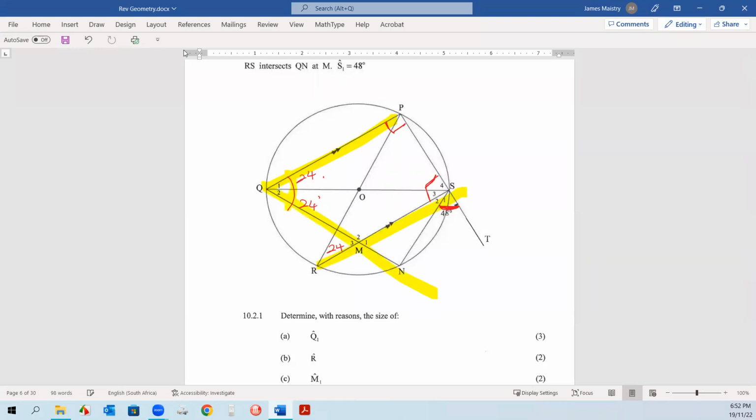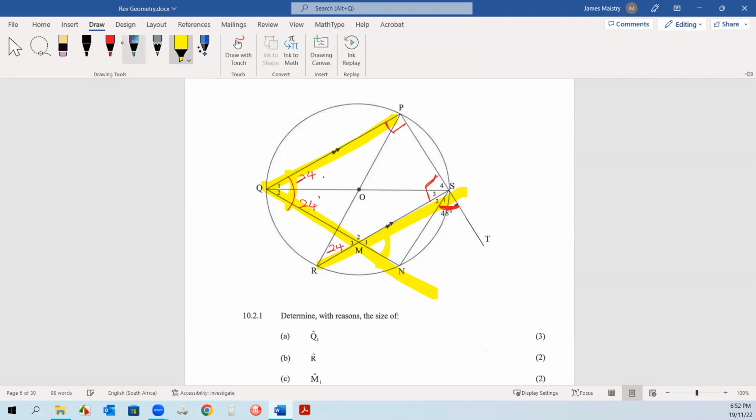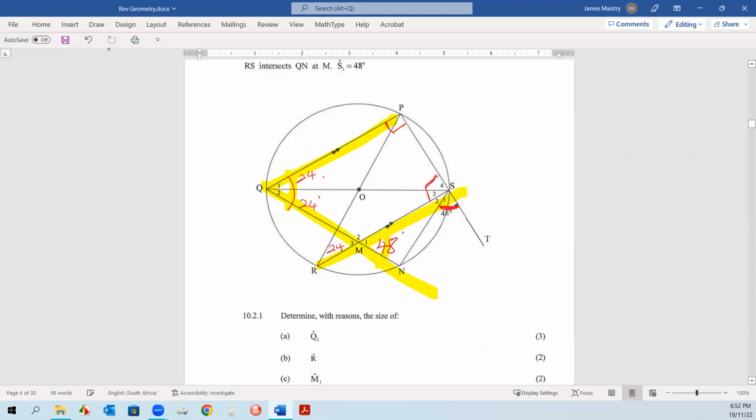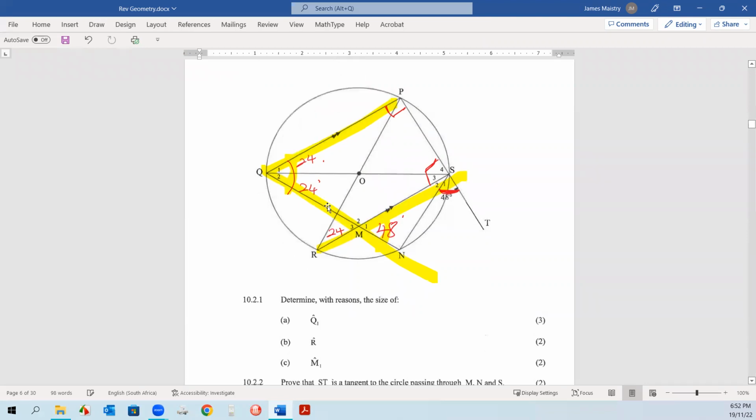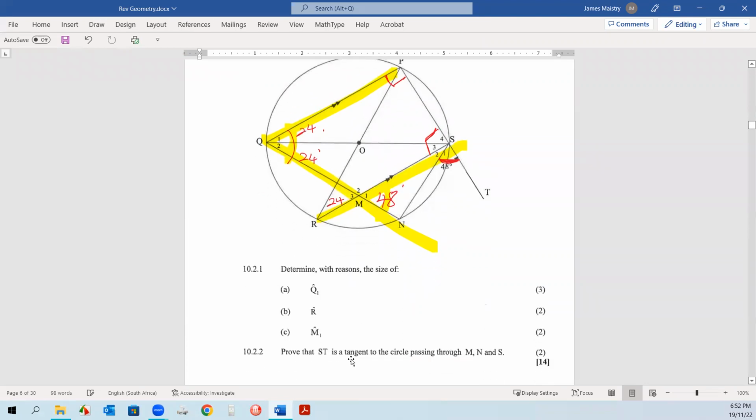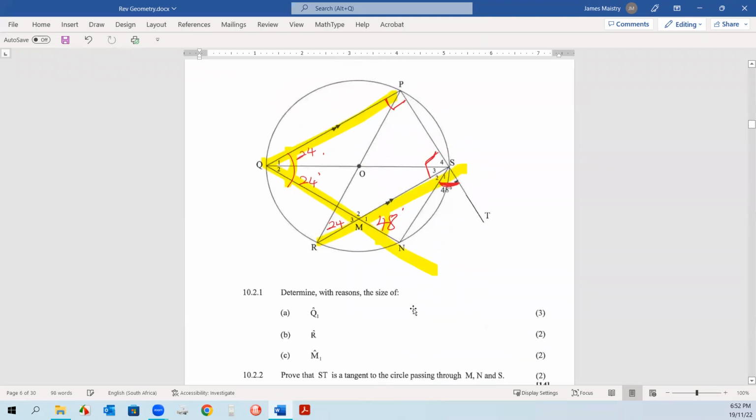So can you see that angle there? And M1 are corresponding. We've got the F shape. So we can now say that this angle here is 48 degrees. Corresponding angles. Let's go to the next one. Prove that, I like this question now. Now we're getting a little deeper. Prove that ST is a tangent to the circle passing through M, N, and S. How do you prove that?